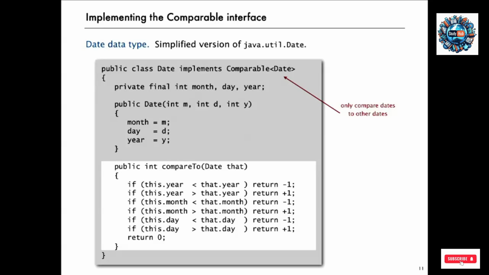Otherwise, the years must be equal, so we have to look at the months to do the compare, and so forth down to the days. Only if they're all equal do we return 0. So that's an example of an implementation of comparable by implementing the compareTo method to put dates in order, as you might expect.